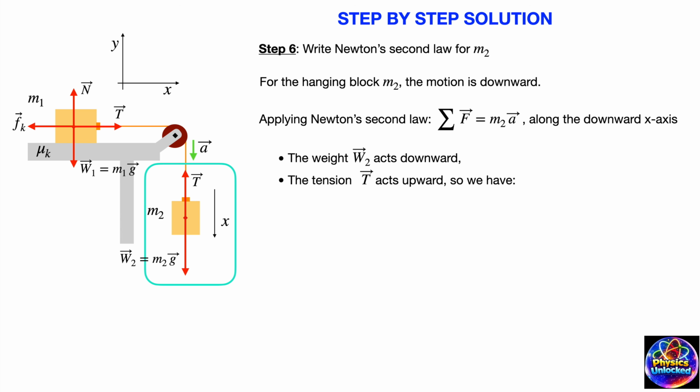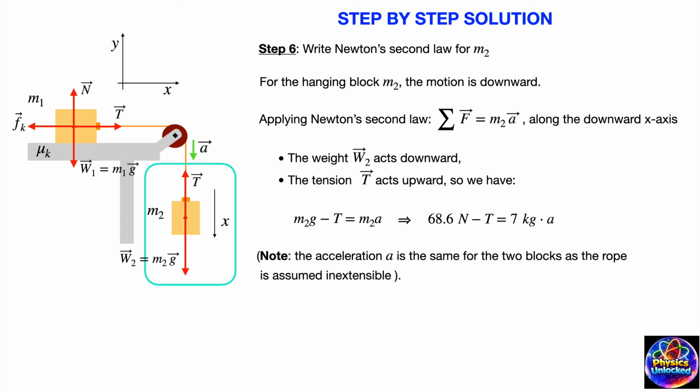So we have now two forces acting along the x-axis. The weight W2 acts downward, so in the positive direction, and the tension T acts upward, so in the negative direction. So we have M2G, so W2, the weight, M2G positive, minus the tension equals M2A. And this implies that we have this equation, 68.6 Newton minus the tension equals 7 kilograms times the acceleration. And this is the second equation we have, but that we need to couple with the first equation.